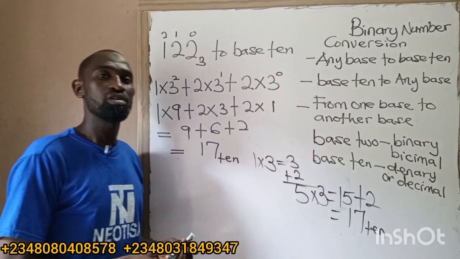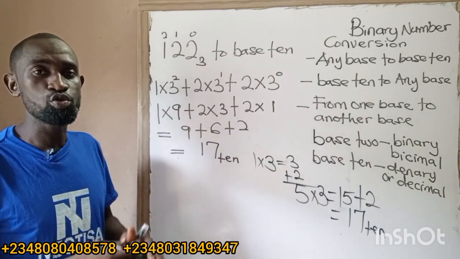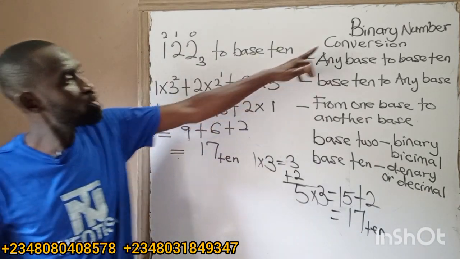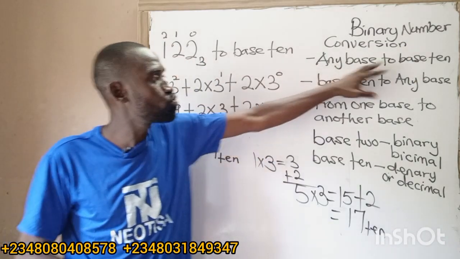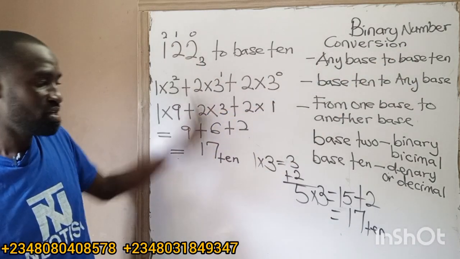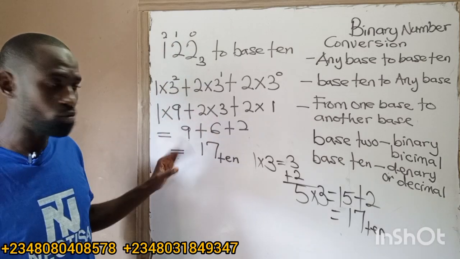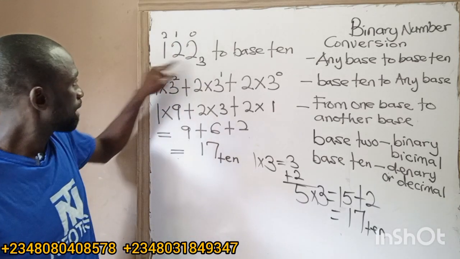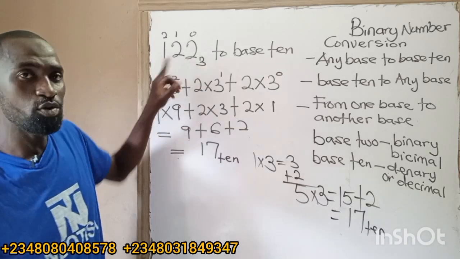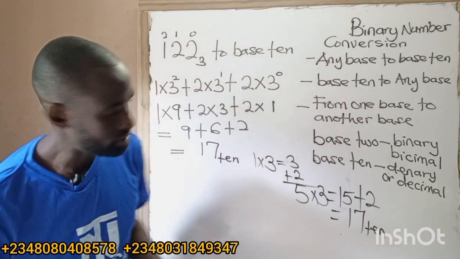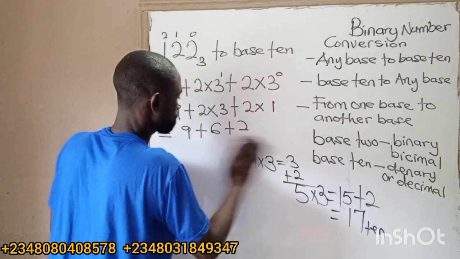So this is a shortcut that we can use to solve conversion from any base to base 10. Instead of using the traditional or conventional method, you can use this shortcut: 1 times the base plus the next number, what you have here times the base plus the next. Are you with me now? So that is how it is. So let's go to the next question.